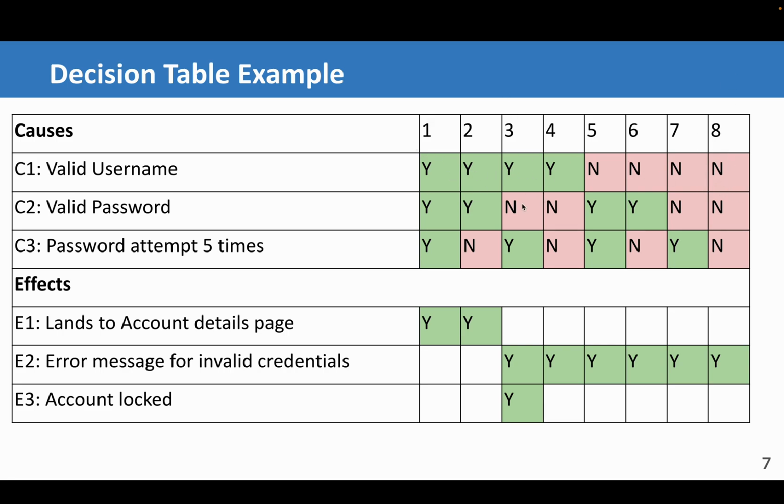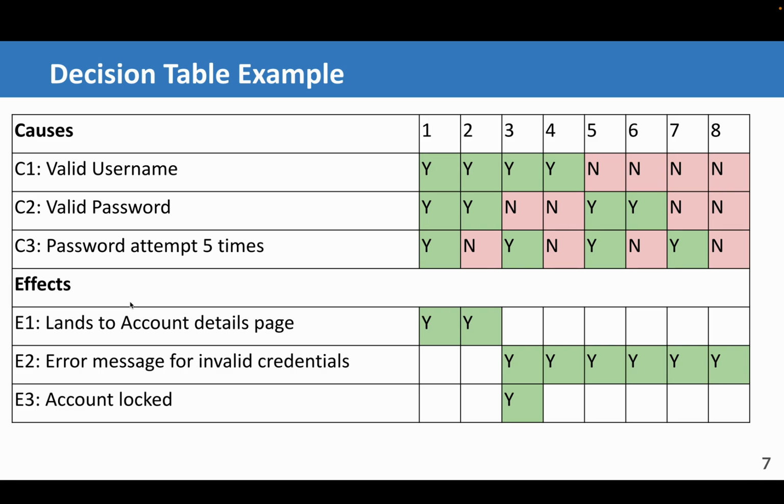So we filled this effect based on the combination of causes that we filled in each condition, like condition 1, condition 2, condition 3, condition 4, condition 5, condition 6, and condition 7 and 8. Even in this case, for the username not valid and the password valid, there are various combinations, and we filled the result as per the requirement. So this is the decision table.